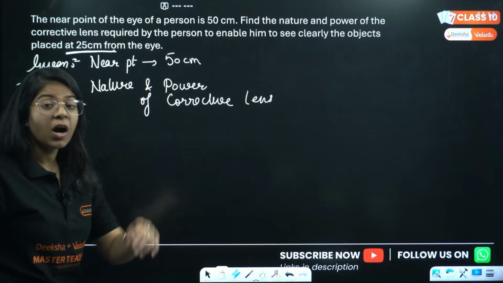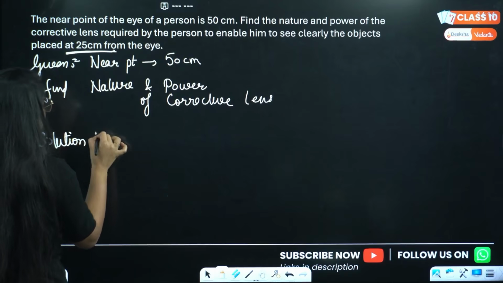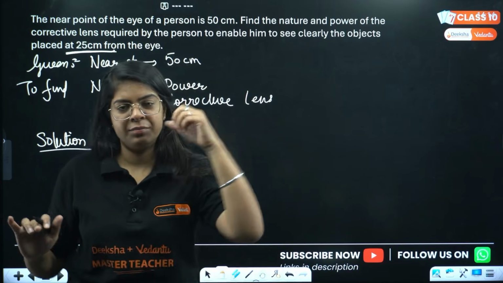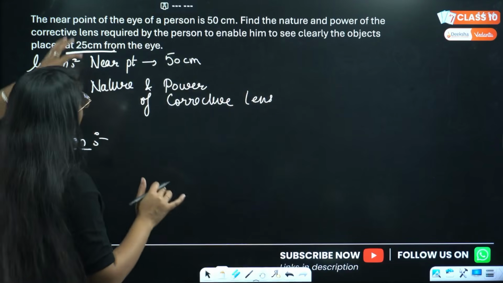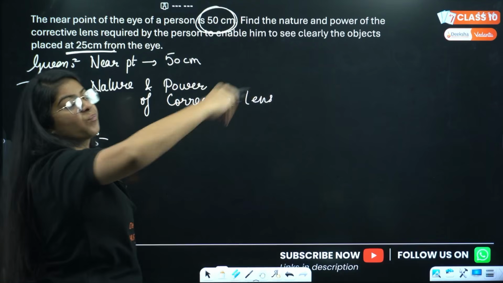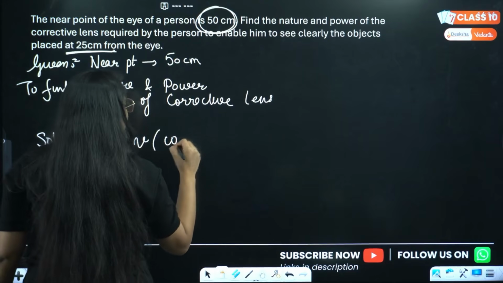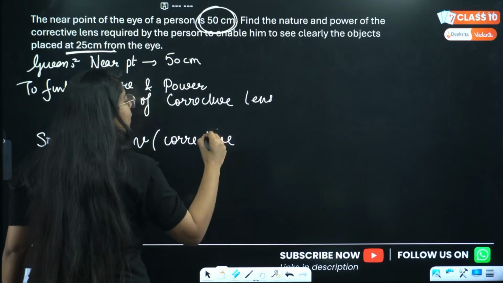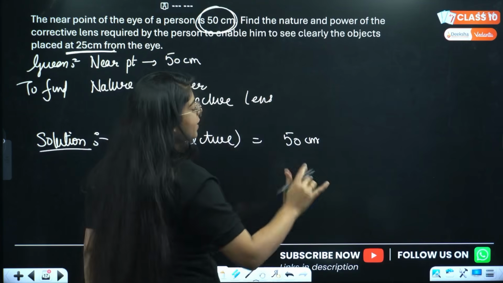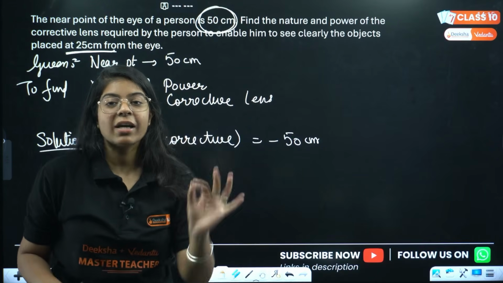Let's see. First, what you have to decipher, every time you are given a question like this in which it is mentioned the near point or the far point, no matter what it is, the new near point that is given will always be the image distance, will always be the V of the corrective lens. Now V, that means of the corrective lens, will be 50 centimeter and it is always negative. Doesn't matter it's a concave mirror, concave lens, convex lens, it is always negative.